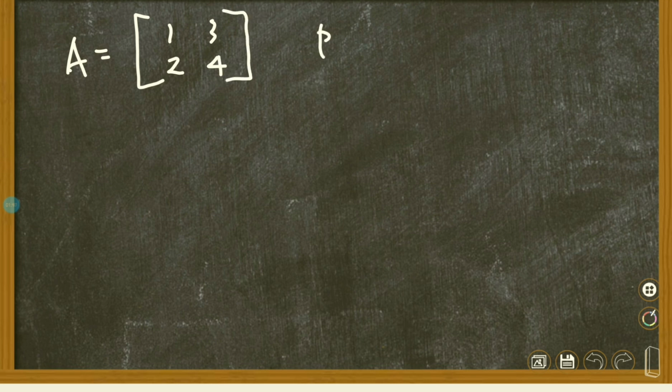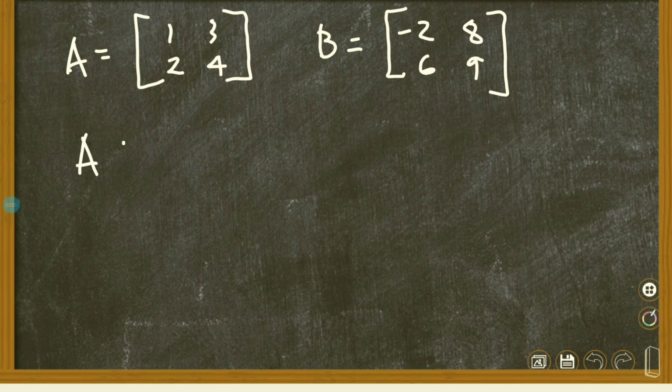Say for example, I have matrix A: 1, 2, 3, 4, and another matrix B: negative 2, 6, 8, and 9. So what is the sum of matrix A and B? In this case, we can only add two matrices if they are the same size. These are both square matrices because they both have two rows and two columns, so we can add them.